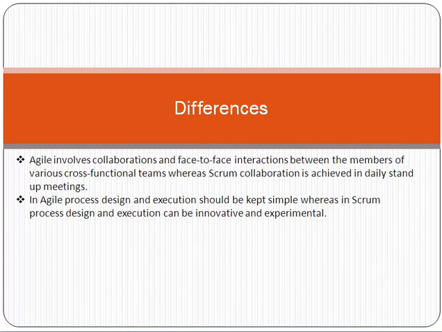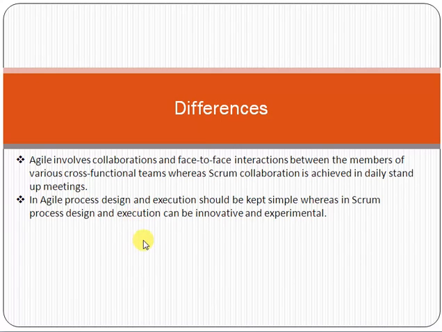Agile involves collaboration and face-to-face interactions between the members of the various cross-functional teams, whereas Scrum collaboration is attached to the daily stand-up meeting. In Scrum there is a concept of the daily Scrum meeting. On a daily basis, a 15 minute meeting is held between the team members, in which they discuss what happened yesterday, what they are doing today, and what they are going to do tomorrow. However, in Agile there is no concept of a daily Scrum meeting. The team members collaborate and have face-to-face interactions through which they get the information. So this is the main difference, the daily Scrum meeting.